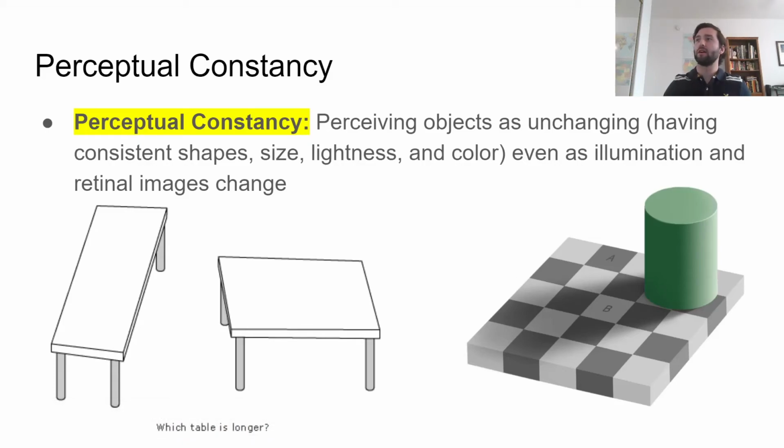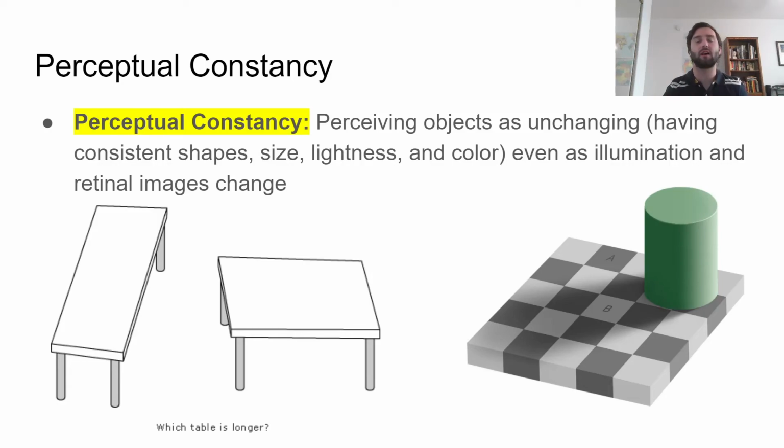Let's keep going. So in addition to depth perception and all those different cues that we looked at, we also have what is called perceptual constancy. So we've got figure ground, we have grouping, we have depth perception, and we have perceptual constancy. Perceptual constancy, and I'm pretty much just going to read the definition, is perceiving objects as unchanged, having consistent shapes, sizes, lightness, and color, even as illumination and retinal images change. So again, we expect things to stay the same, even as the literal information we're getting from our eyes changes.